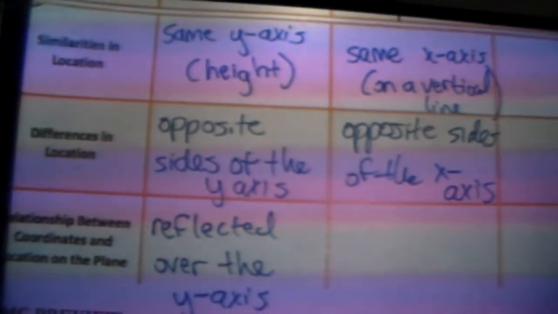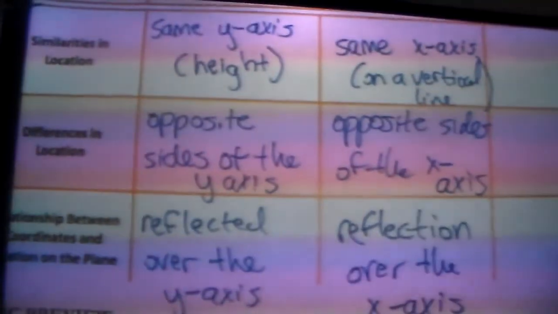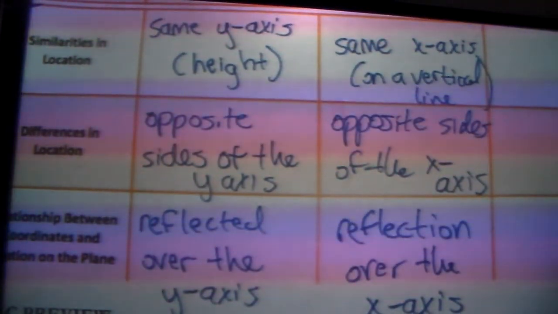of the x-axis. So what do I call these? This is a reflection over the x-axis this time. Reflection over the x-axis this time.